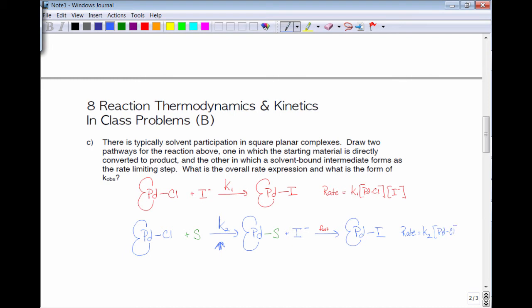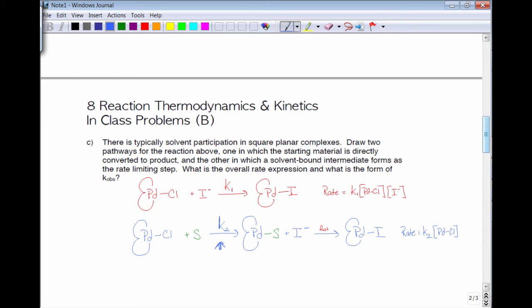And the solvent is not part of this rate equation because the solvent concentration is so much greater than the concentration of the palladium chloride that it doesn't change much in the rate during the reaction. And so it's kind of part of this rate constant.